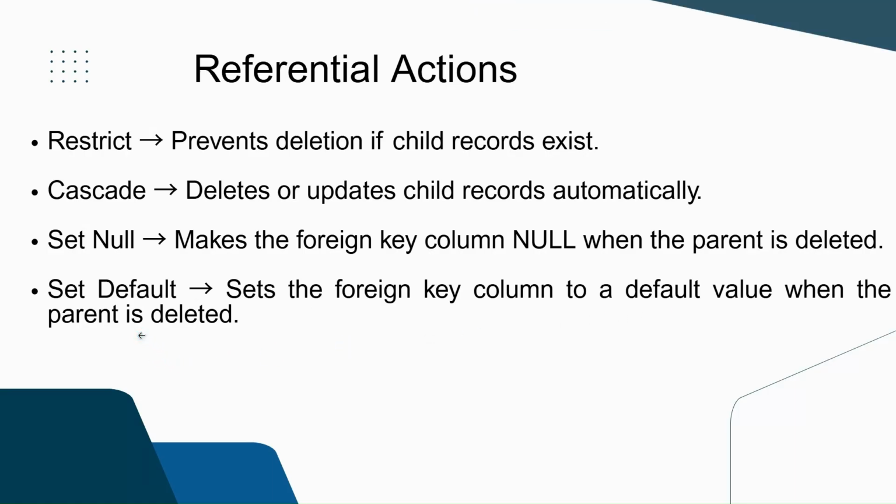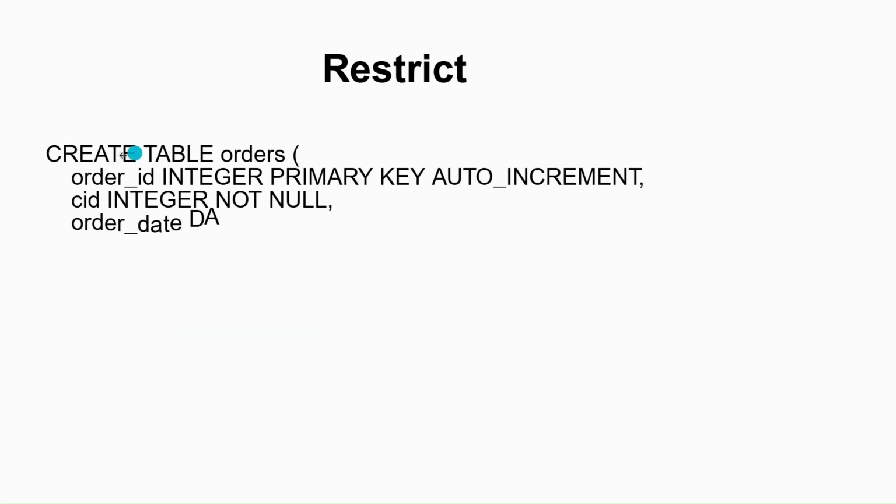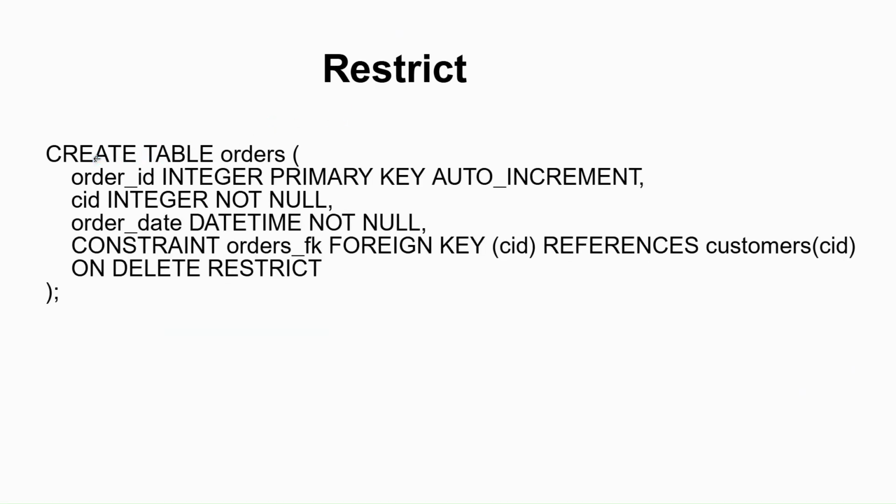Okay. So let us look at the query for the restrict here. So that's the query. We have two tables here, a parent table and a child table. The parent table is the customer table and the child table is the orders table. I'm going to create a table called orders. In this, the column name we have here is order ID, and I'm putting restrictions here. It should be an integer and primary key auto increment. So if I don't give an order ID, it keeps on giving me the auto increment.